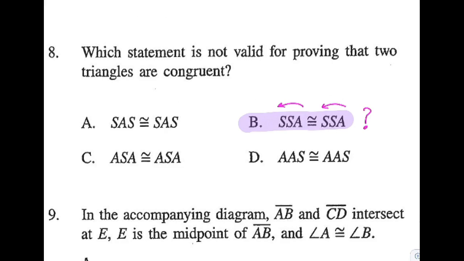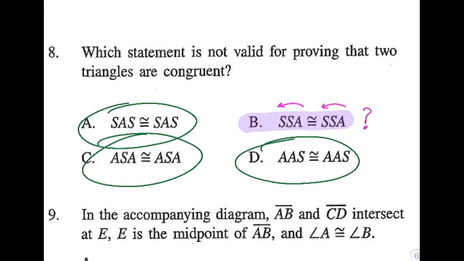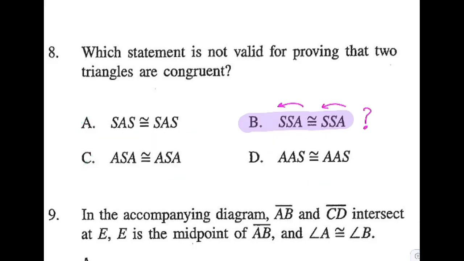In number 8, hopefully you recognize that this is often used, so is this, and so is this. And if you read this one backwards, it says a word that we're not allowed to say. SSA and ASS are not a valid reason for congruence.